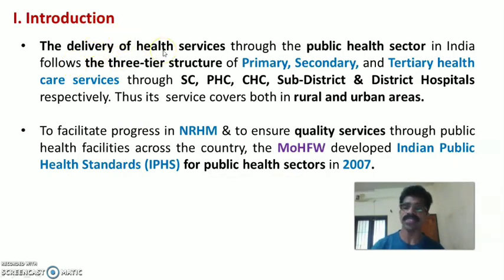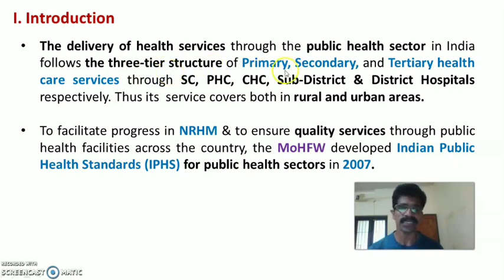Delivery of healthcare services through the public health sector. Public health sector means government agencies, government health sectors. The government healthcare agency in India follows a three-tier structure. I have already uploaded a video about the primary level, secondary level and tertiary level care. If you have not watched that video, you can go through it for better understanding of primary, secondary and tertiary healthcare services. So, delivery of health services in government health sectors is done in a three-tier structure.